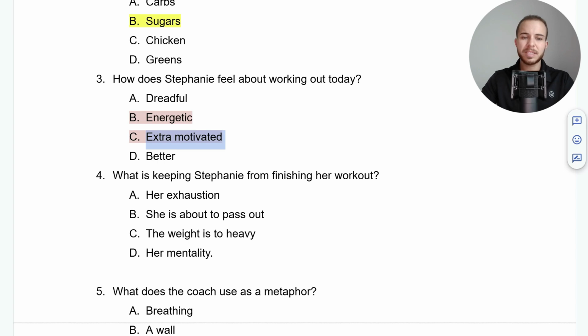I don't feel like exercising. And she wasn't energetic. You can hear that in the tone of her voice. Nothing indicated that she felt better today, so we know the answer is dreadful.